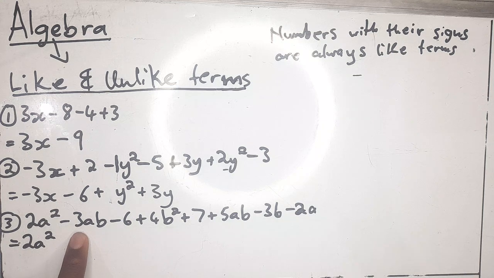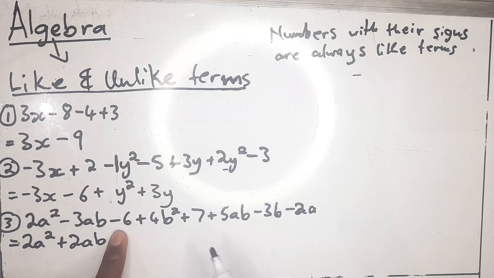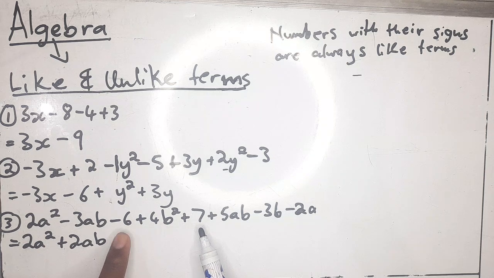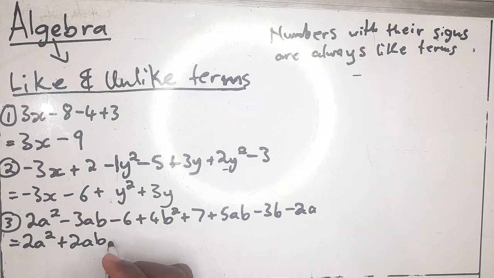Once you conclude that, again, focus on the numbers. There's minus 3 here, there's plus 5 there. So minus 3 plus 5 in your calculators is going to give you plus 2. Bring back your variables a, b. Moving to minus 6. Is there any number? Because numbers are like terms. So it's minus 6, and there's 7. Any other number? No. And so minus 6 plus 7 in your calculator is going to give you plus 1.